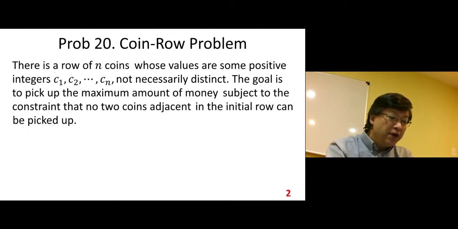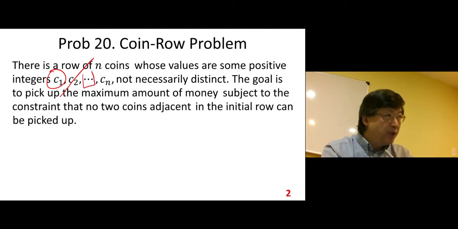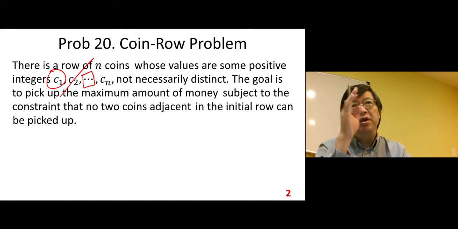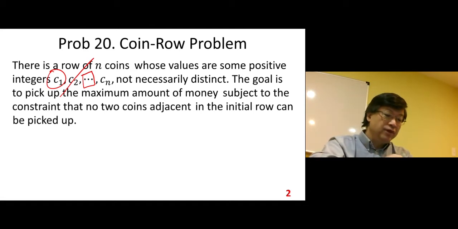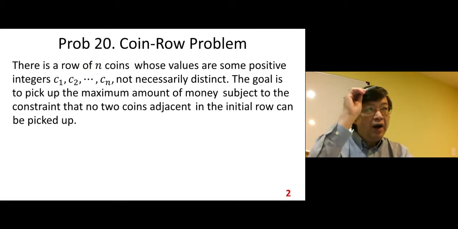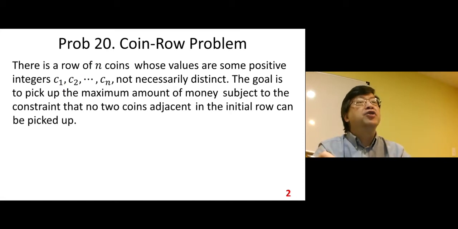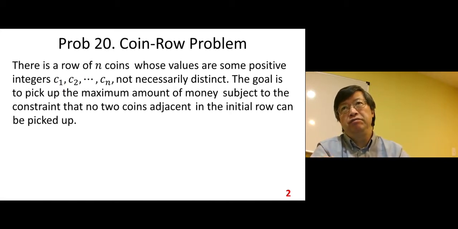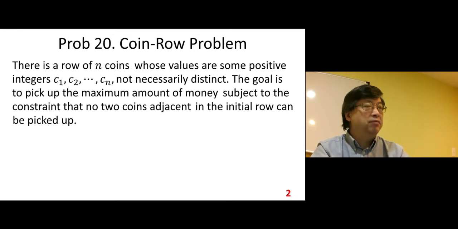If you pick C1, then you cannot pick C2. Then you can pick C3, but if you pick C3, you cannot pick C4. So you have some constraint you need to follow. Under that constraint, what is the best solution? The maximum value of selection of the coins.